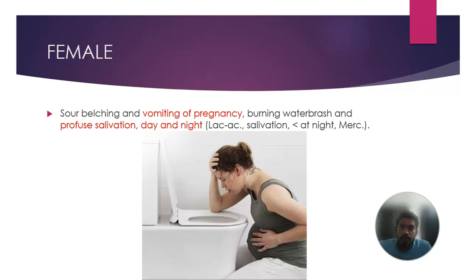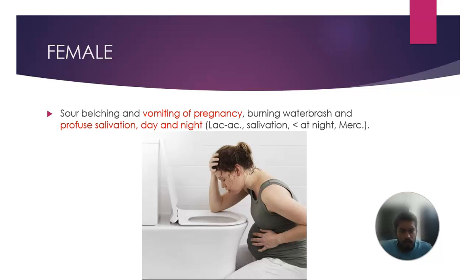In females, the main thing is sour belching as well as vomiting of pregnancy, burning, water rash, and profuse salivation day and night. Okay, so day and night there is no difference for the acetic acid female because they come up with profuse salivation as well as vomiting of pregnancy.